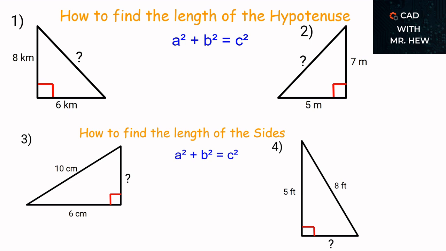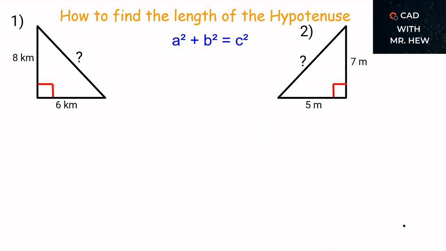In today's video, we'll be finding the hypotenuse for two right triangles. And in questions 3 and 4, we will be finding the sides of the triangle which are shown on the screen. So we'll be starting with question 1.